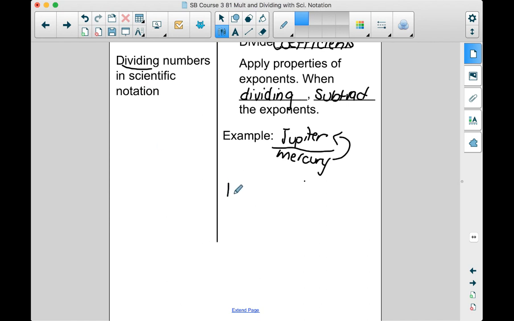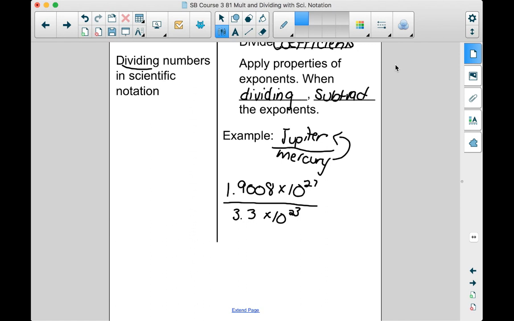It has a mass of 1.9008 times 10 to the 27th power. And Mercury, we just figured out, has a mass of 3.3 times 10 to the 23rd power.